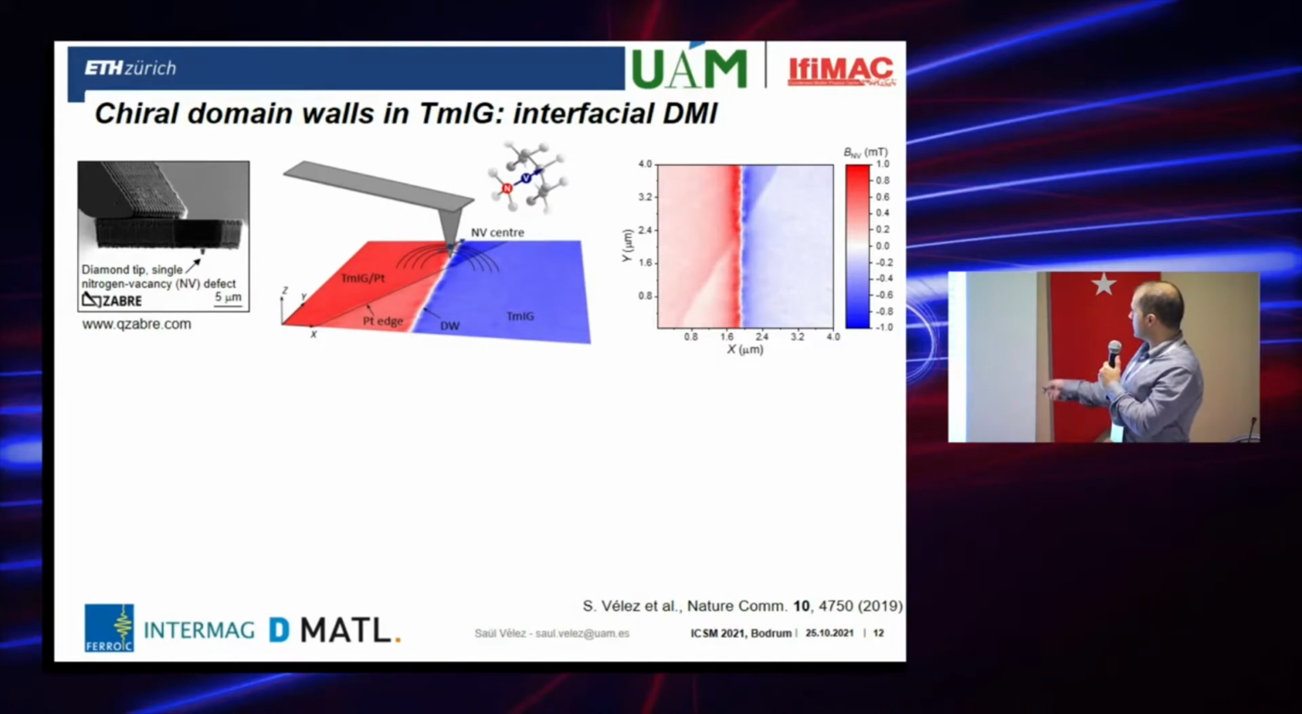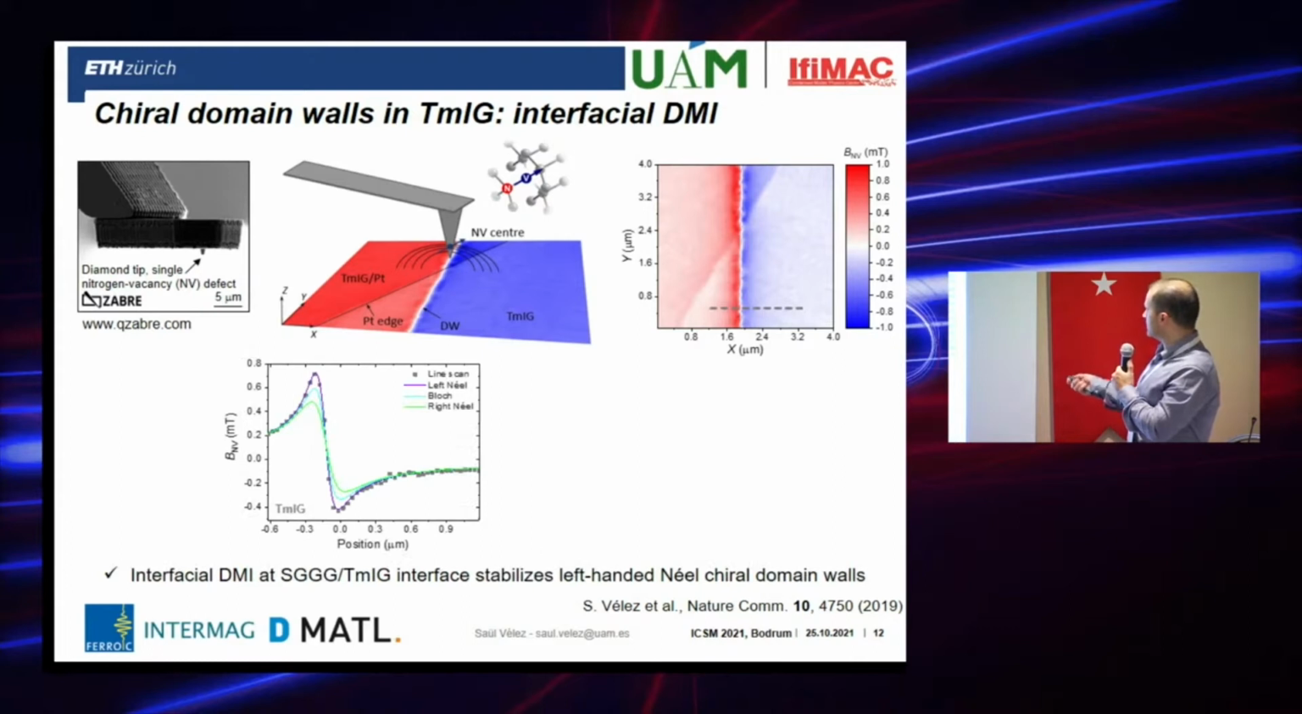We can map the stray fields, and we have a region that is partially covered with platinum and regions that are not covered with platinum. And then by analyzing the strength of the stray field, we can infer whether we have a left-handed Néel, right-handed Néel, or a Bloch-type domain wall.